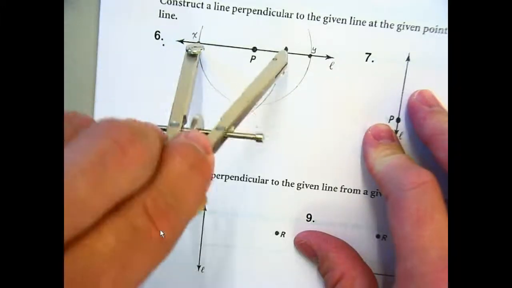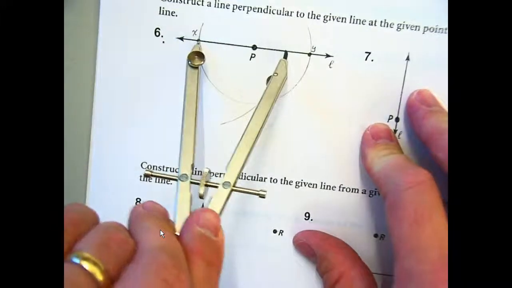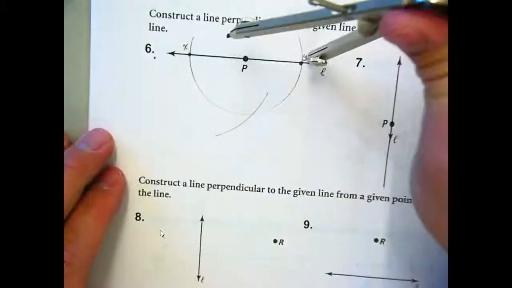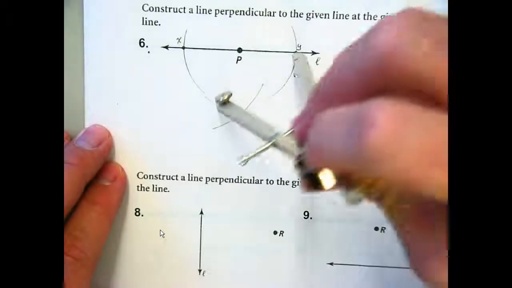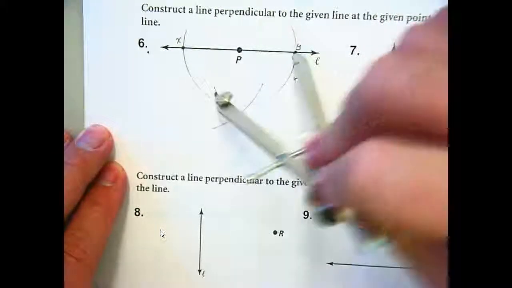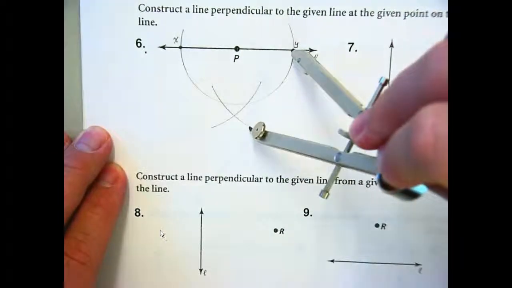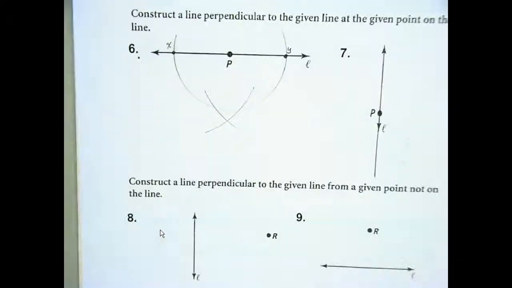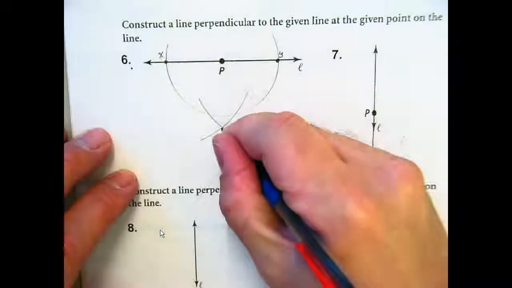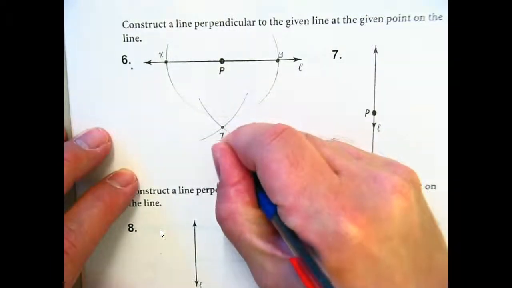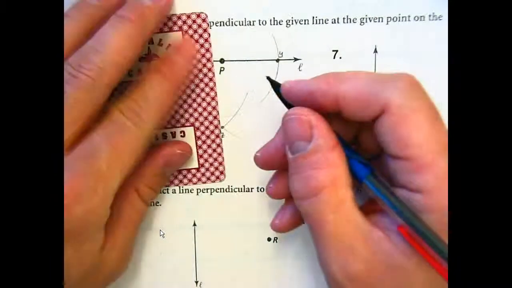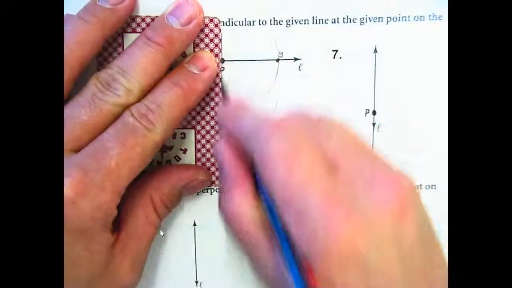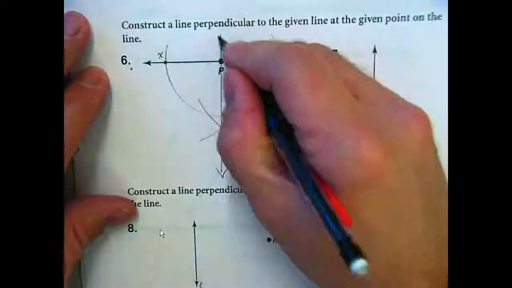Okay, and then I go to point Y and I make that same arc out there, so that it intersects my previous arc. Okay? Once I do that, I have a third point. We'll call that point Z, because that's alphabetical. And we draw a line through point P and point Z. And that line is now perpendicular to line L.